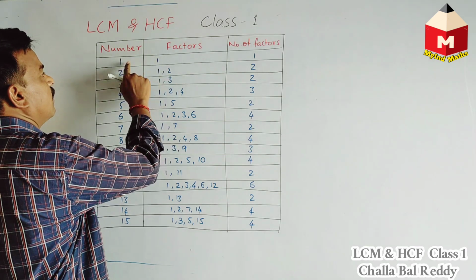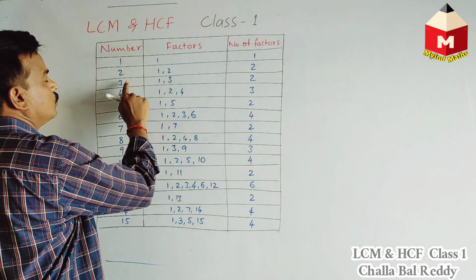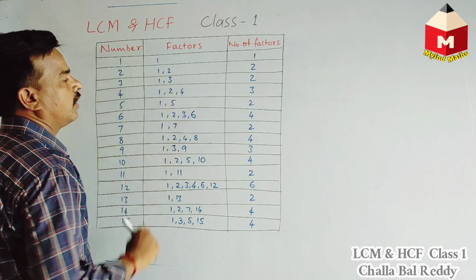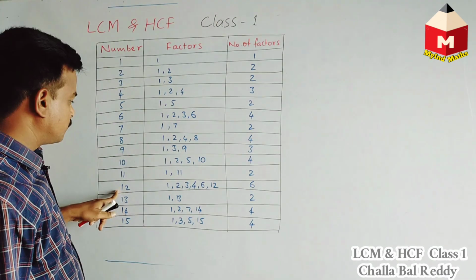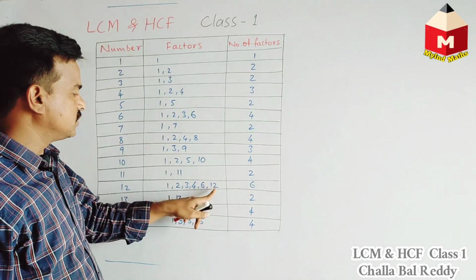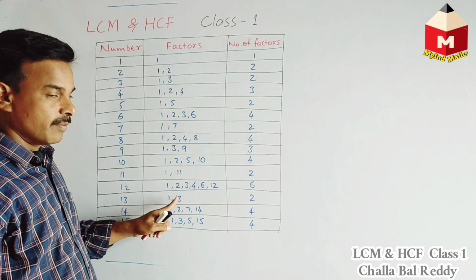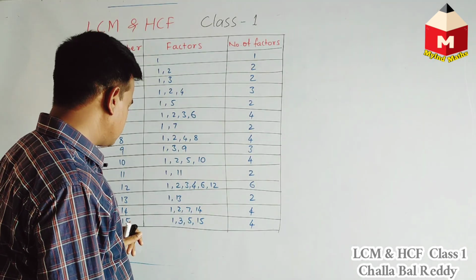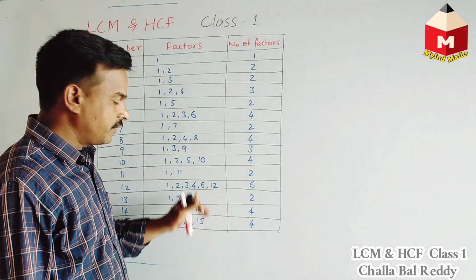What are the factors of 1? 1 only. Factors of 2: 1, 2. Factors of 3: 1, 3. Factors of 4: 1, 2, 4. Like this we have written, factors of 12: 1, 2, 3, 4, 6, 12. Factors of 13: 1, 13. Factors of 14: 1, 2, 7, 14. Factors of 15: 1, 3, 5, 15.